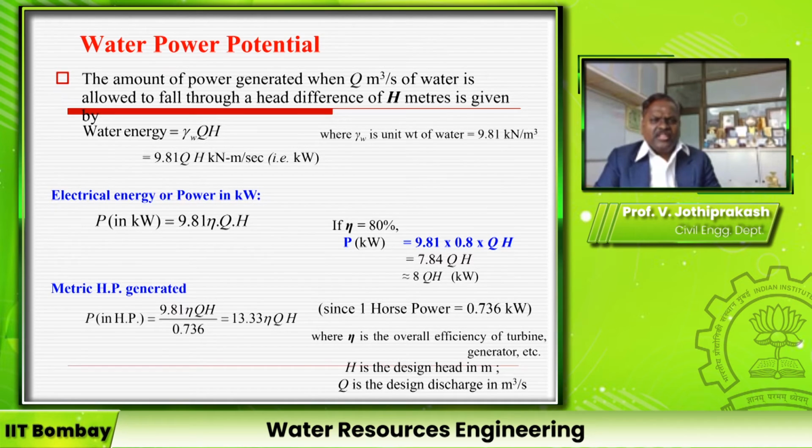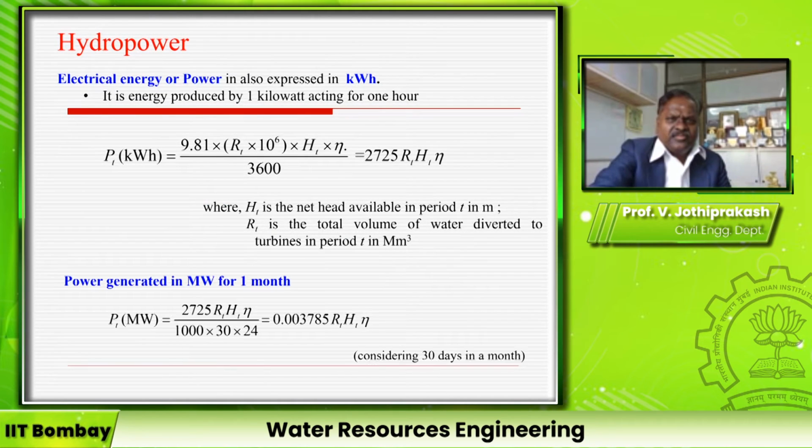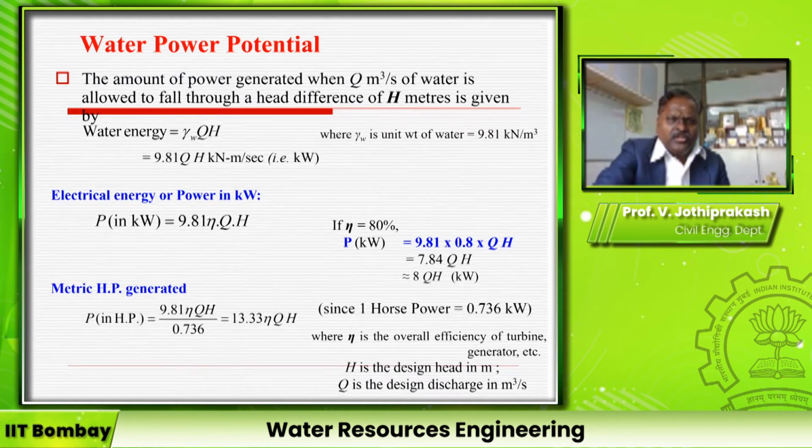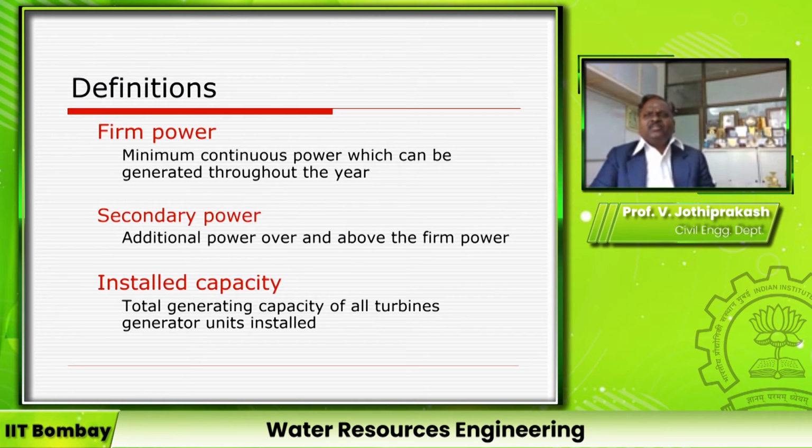So the power generated is 13.33 into efficiency into discharge into head. This is the conversion from horsepower to kilowatt hours. And now hydroelectric power is produced.